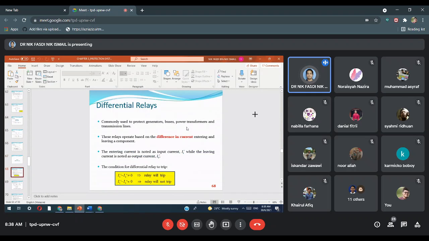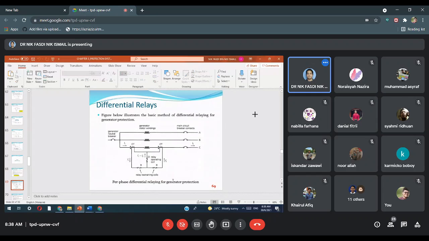So then we go to the last one, the differential relay. Differential relay basically is used to protect equipment such as generator, buses, power transformer and transmission line. Transmission line ni rarely, jarang lah, but it's focused on the equipment. Okay. So how the differential relay operates is based on the mismatch between I1 prime and I2 prime. So concept dia simple.